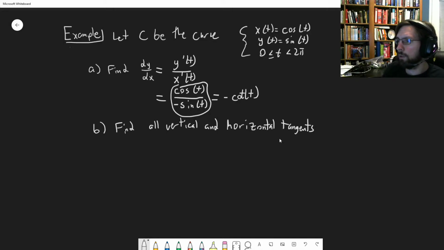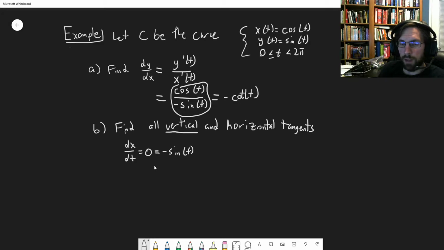Okay, we're going to find all the horizontal and vertical tangents. So to find vertical tangents, remember this occurs when the denominator is 0. So dx dt is 0. So that means negative sine t is 0. So that means t should be 0, pi, and 2 pi. Okay, so maybe not 2 pi because we didn't include it here, but if we just tack it on there, then yes. So I guess not 2 pi. So those are our vertical tangents.